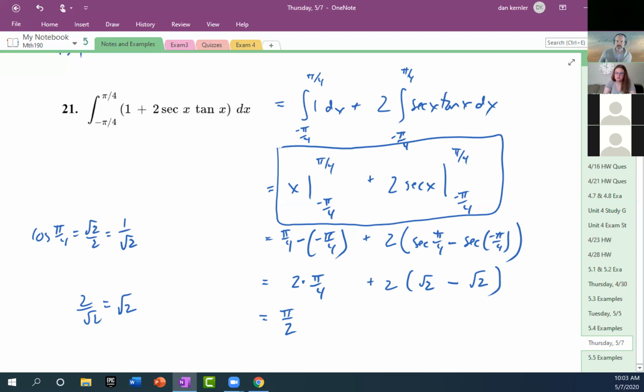You do have calculators handy, so you can use some of that technology. Hopefully you don't need it, but if you do, you can use it to check your work. No decimals though. You've got to give me an exact answer. You can do definite integrals on your calculator, but it's not going to give you pi over 2. It's going to give you 1.57 something.